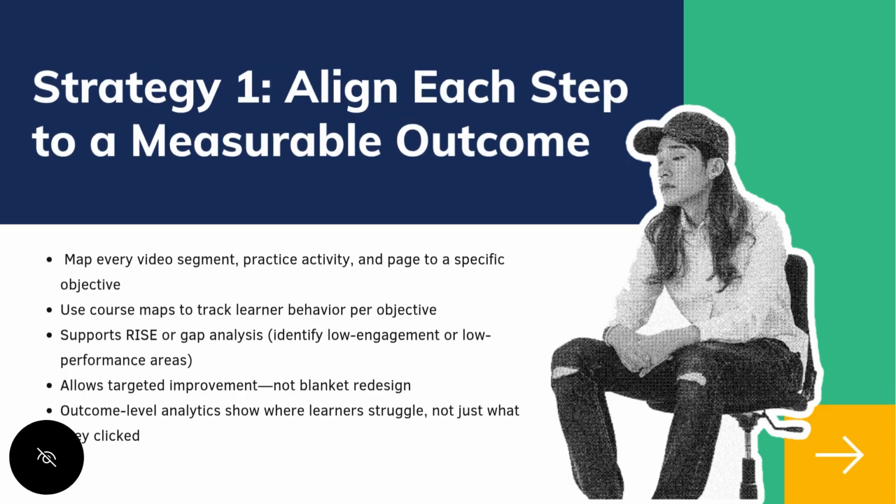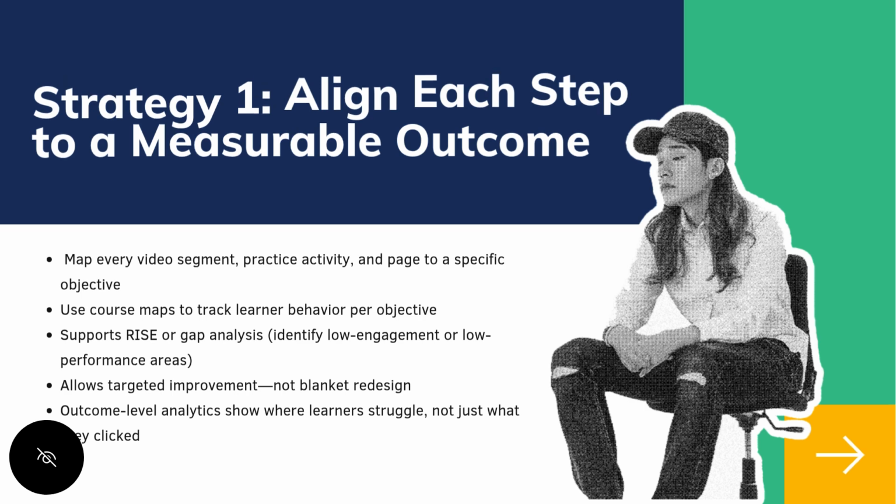My first strategy is to align each step to a measurable outcome. I have learned that if analytics aren't tied to learning outcomes, the data tends to be shallow. But when every activity is connected to an objective, the numbers suddenly gain meaning. For example, if a video tied to objective 2 has low engagement, I know where to focus my redesign. It becomes a surgical improvement and not a random one. This kind of alignment is what makes continuous improvement efficient and evidence-based.